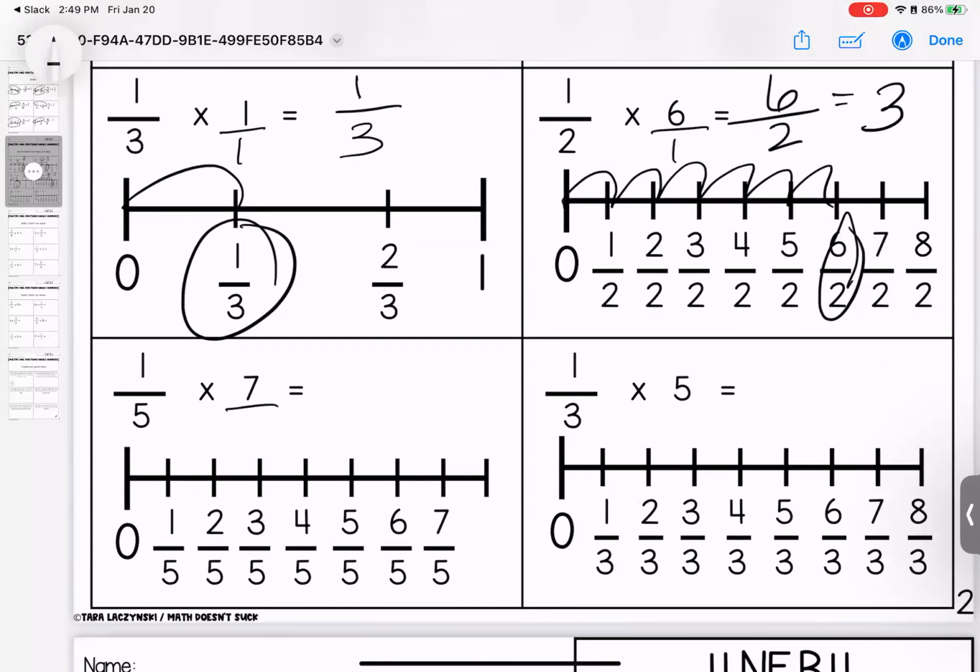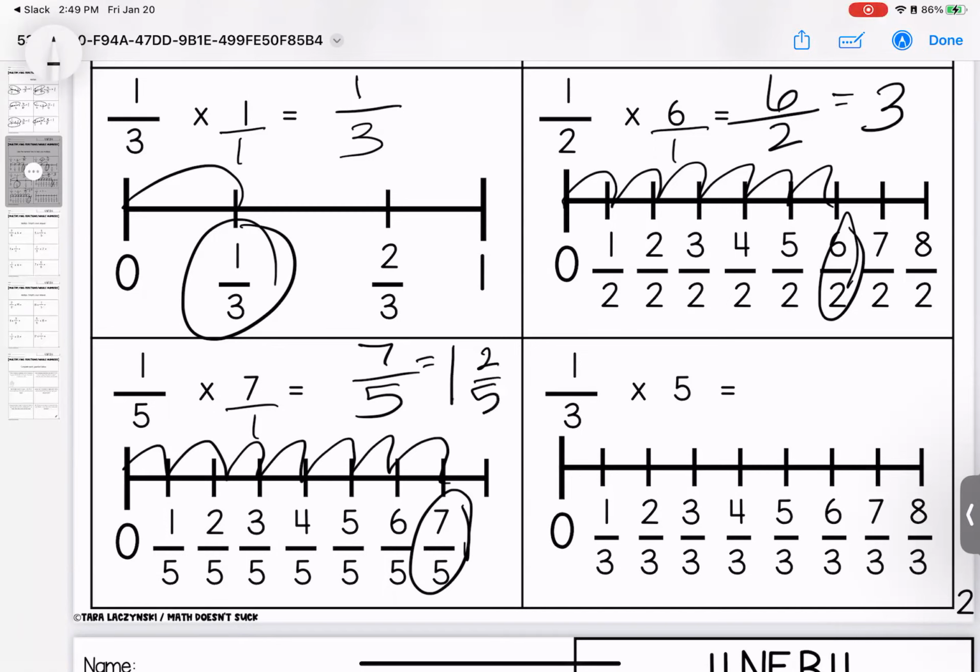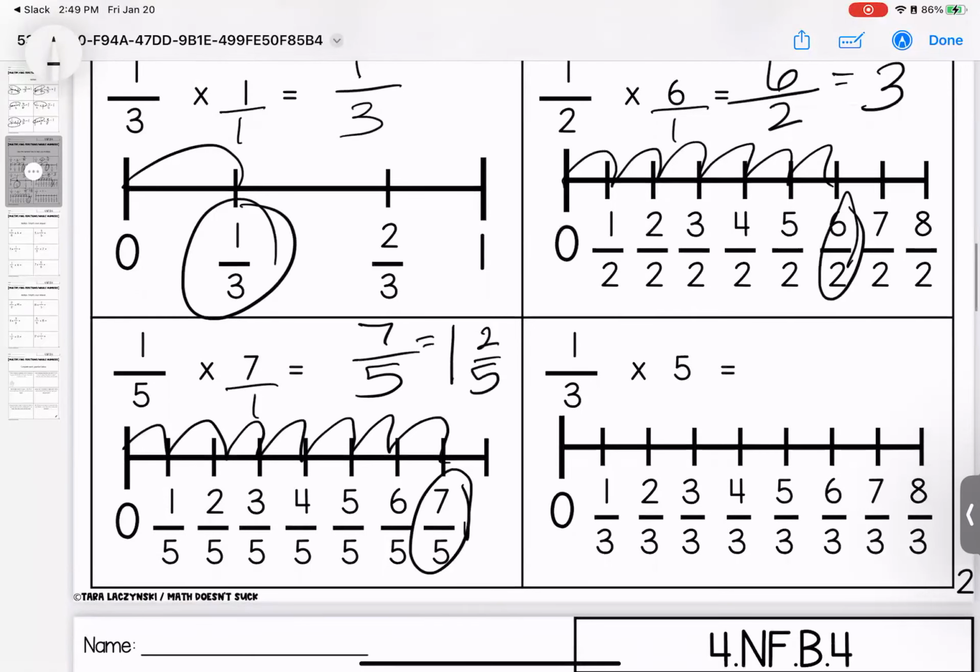Down here, if I multiply by 7, 1 times 7 is 7. 5 times 1 is 5. If I jump 7 times, I should be at 7/5. 1, 2, 3, 4, 5, 6, 7. It matches. And if I simplify this, 5 pieces make a whole. I have 7, so I take out 1 whole, which is 5 pieces. It leaves me with 2 over 5.